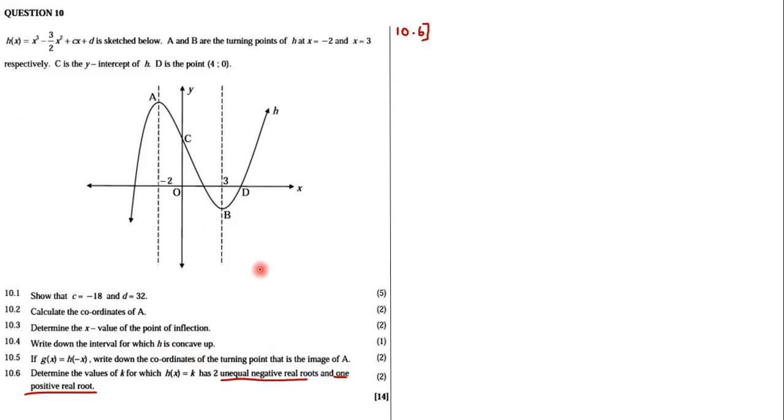So here we want to find the values of k which will basically give us two unequal negative real roots and one positive real root. Okay, so firstly I want to speak about k. What is k? So k here is a horizontal line. So what do I mean by that? It means it's a line like so, any line that is horizontal.